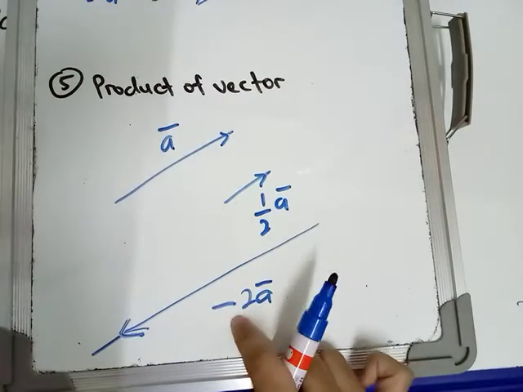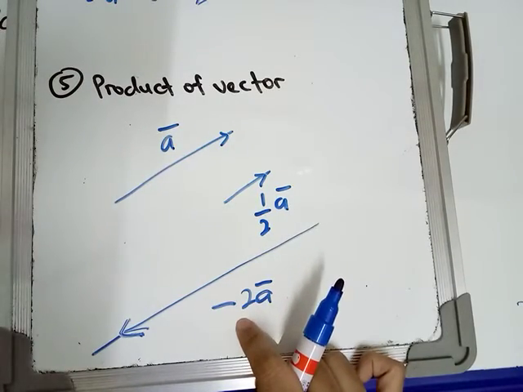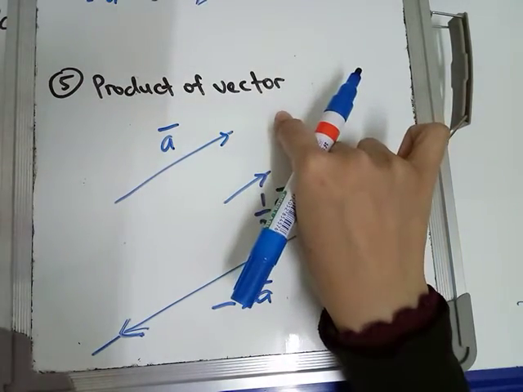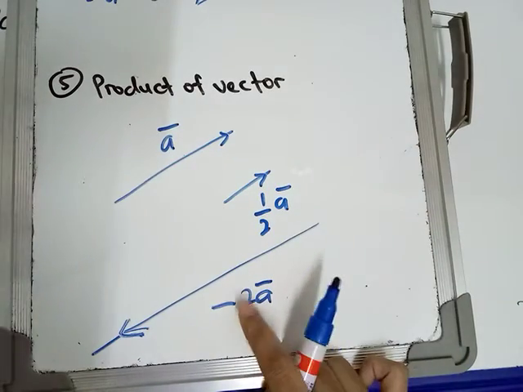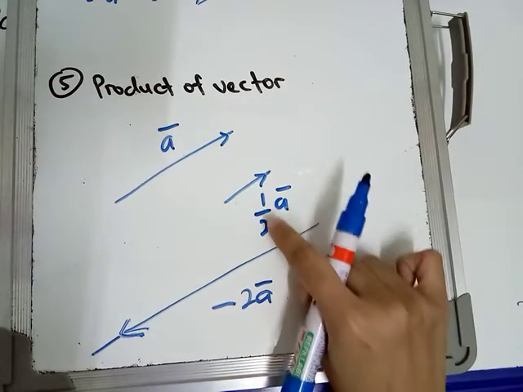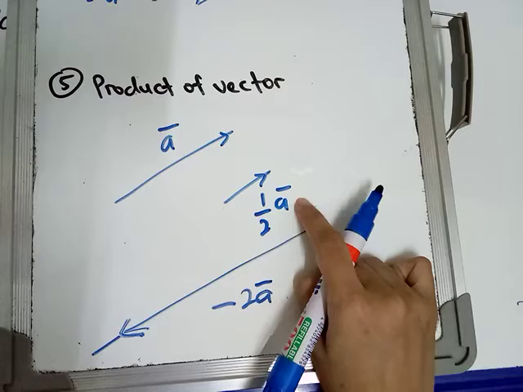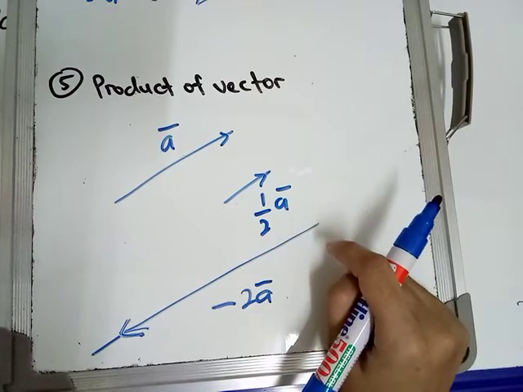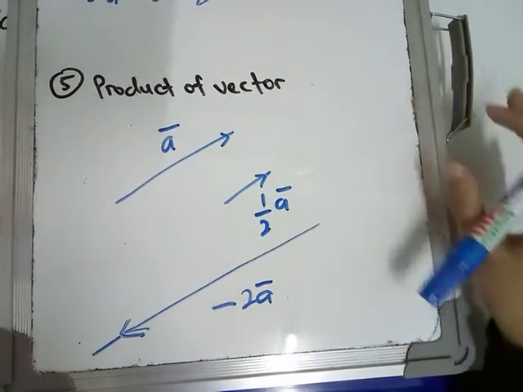So, -2 is a scalar. Okay, product of vector means we have to multiply by a scalar. So, -2 is a scalar of vector A. 1/2 is a scalar of vector A. Okay, multiply it. Alright, so this is the product of vector.